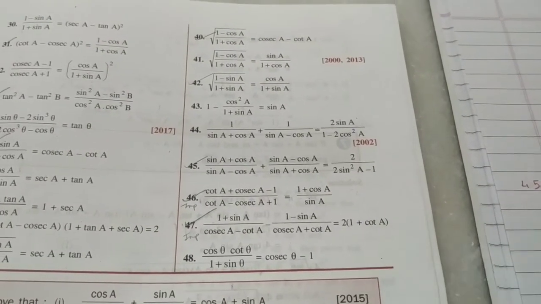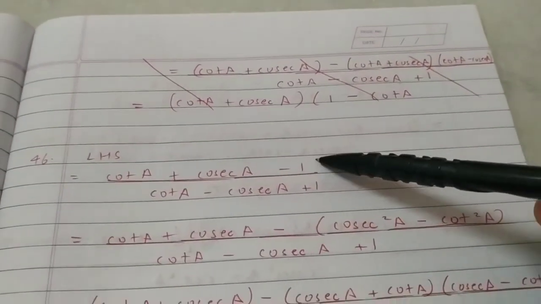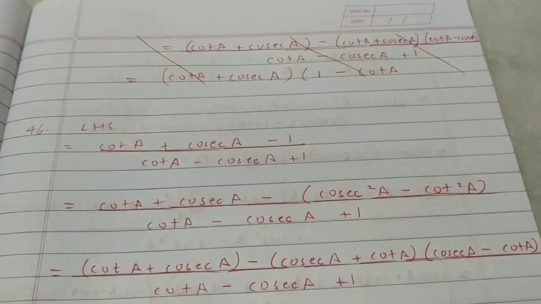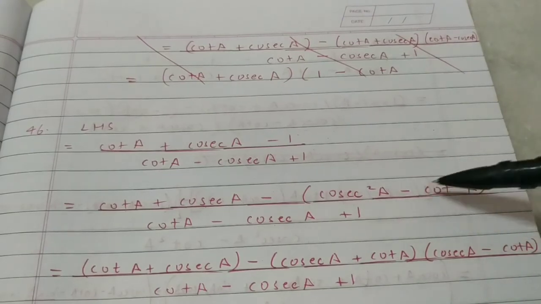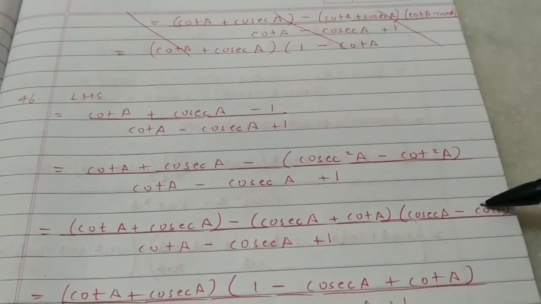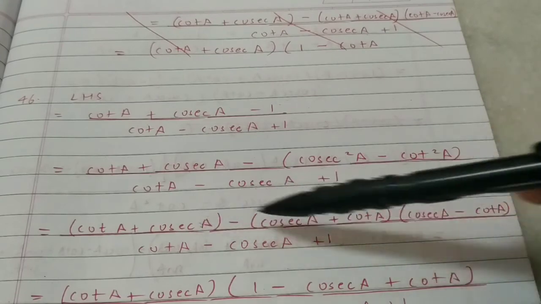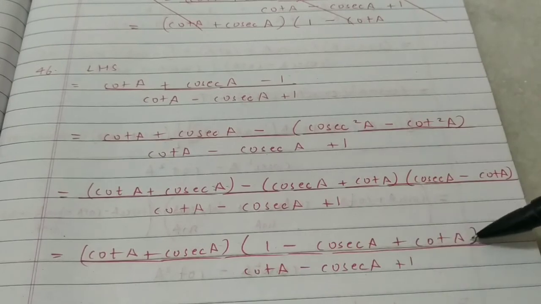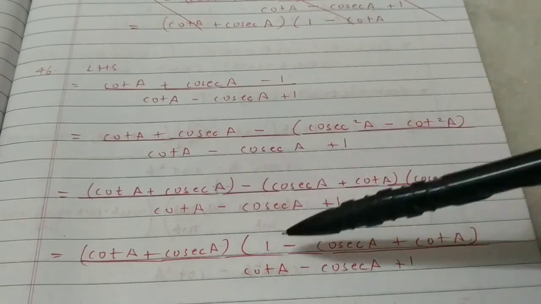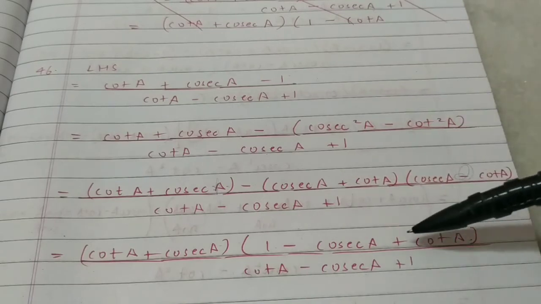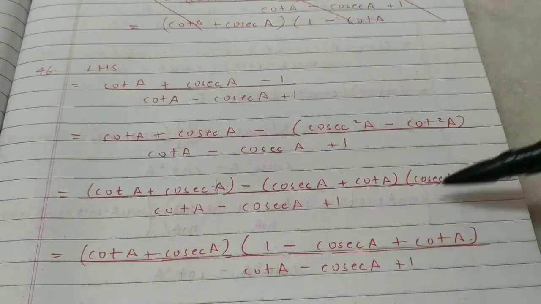Whenever you have such a sum, you replace the 1 with the formula cosec square a minus cot square a. This is something you'll have to remember. Because by doing this, this becomes a square minus b square, which is a plus b, a minus b. And now this bracket and this bracket is common. So take out the bracket common. So what is left inside the bracket is 1 minus cosec a plus cot a. Signs will change, be careful.